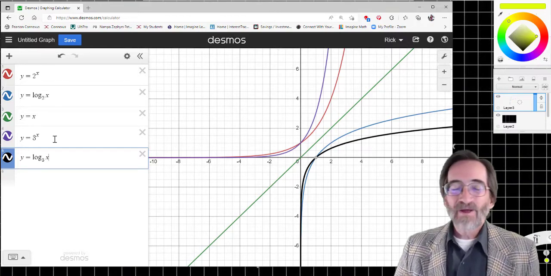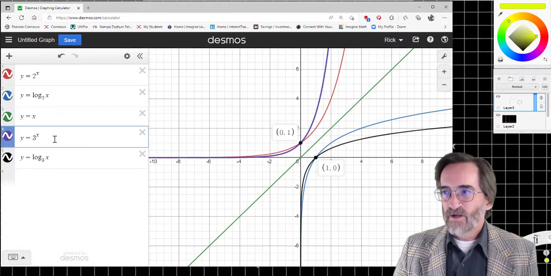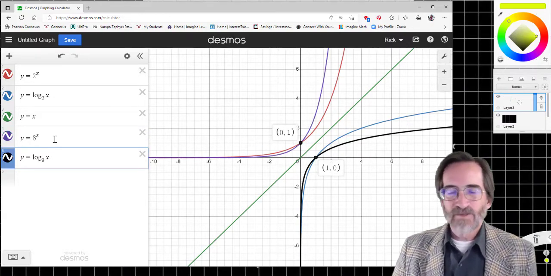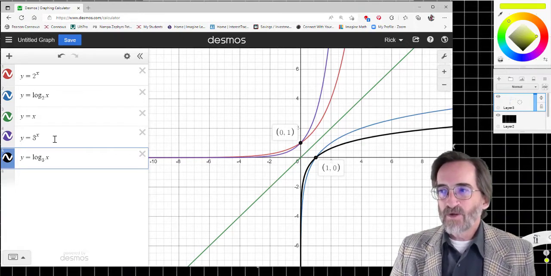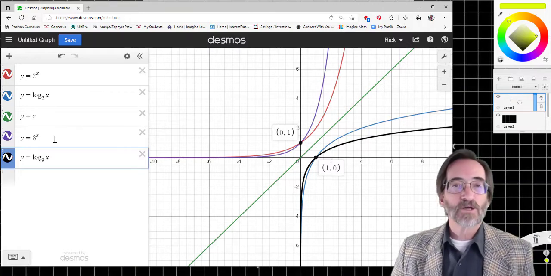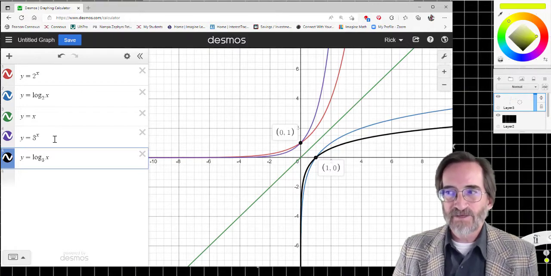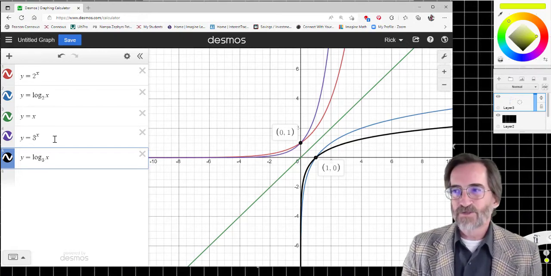What I tend to remember is they both have the same intercepts, right? The x-intercept is the same for both logs. The y-intercept is the same for both exponential functions. It's just that when you increase the base, you increase the curvature. It's curving faster. It's accelerating faster. And if you remember that, it's easy to keep it straight if you can sketch a picture of what's going on.